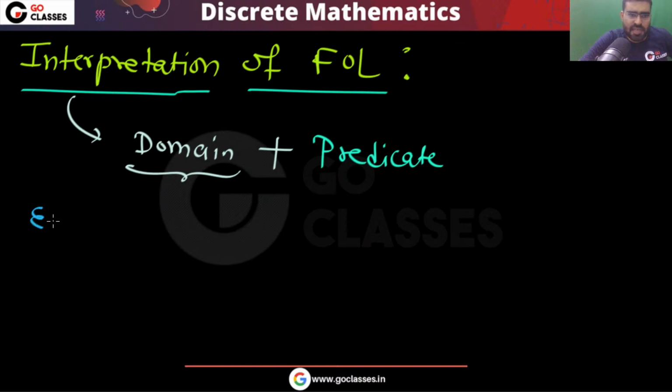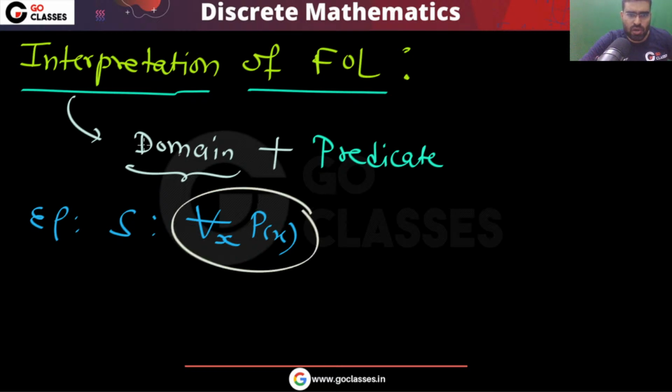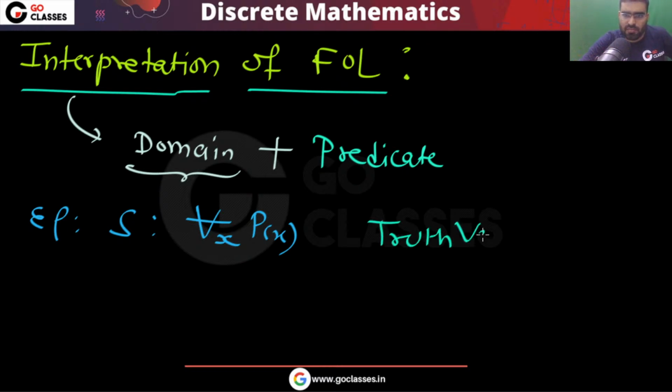Now let me take an example so that you can understand this. Consider one expression: for all x P(x). Can you tell me whether this is true or false? If the expression given to you is for all x P(x), and I ask whether it is true or false, you will ask for the truth value of this statement.